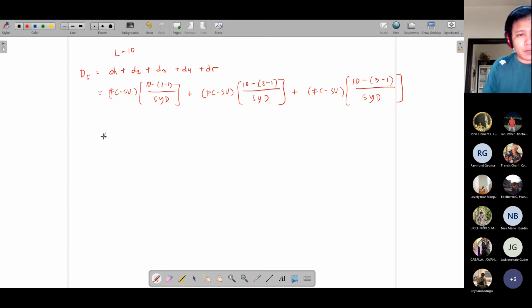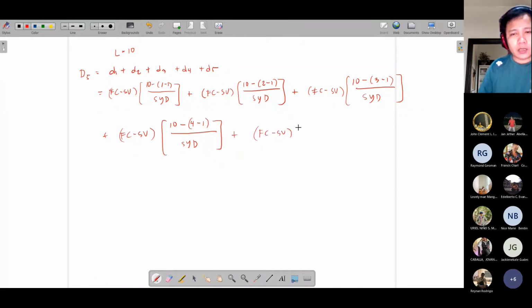That's D3 already, so D4 plus D4: first cost minus salvage value, times L minus N minus 1, all over SYD. And then plus your D5, you have first cost minus salvage value times 10 minus N minus 1, over SYD. So as you can see here, the first cost minus salvage value keeps repeating, and the SYD also keeps repeating. Since they repeat, it is much better to factor out.